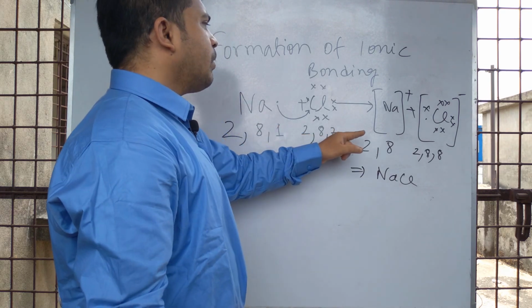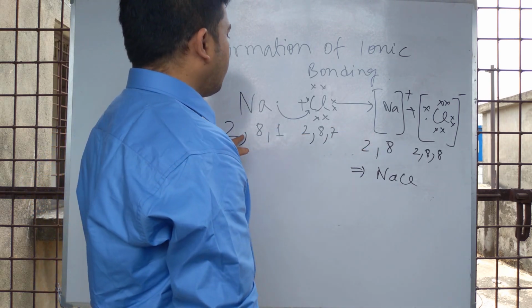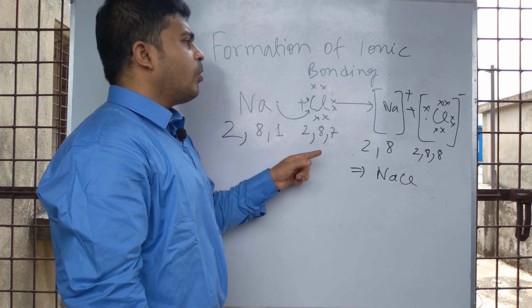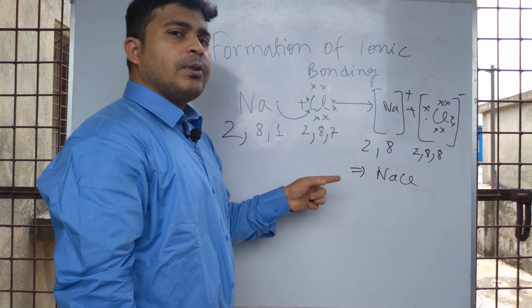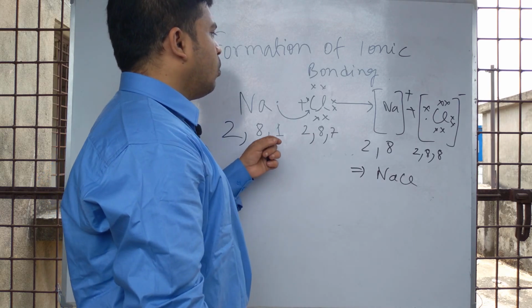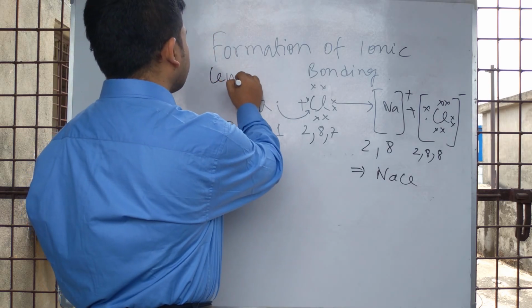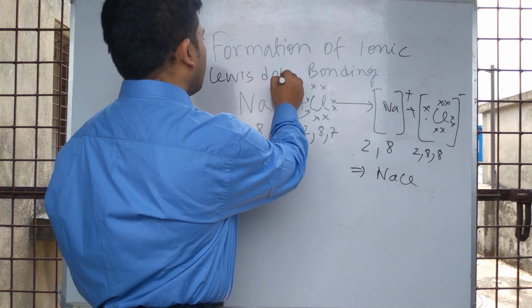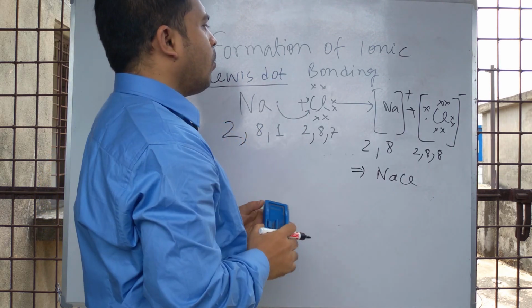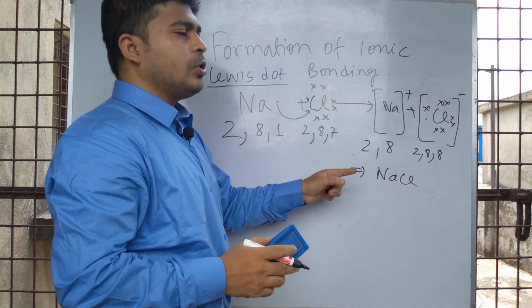So this is the representation of sodium chloride compound formation by Lewis dot structure. This is called the Lewis dot structure for the sodium chloride molecule.